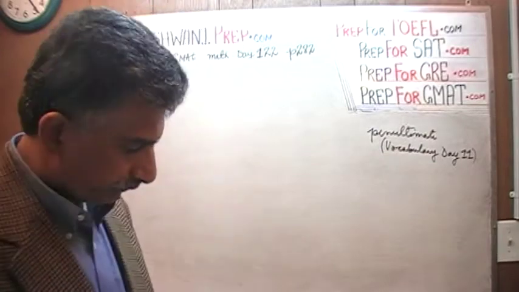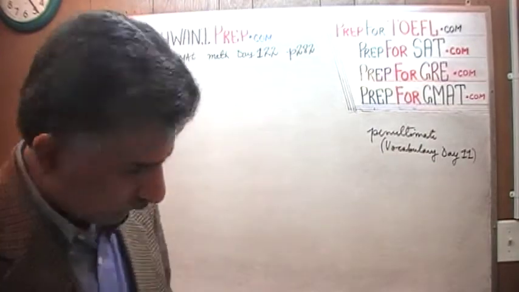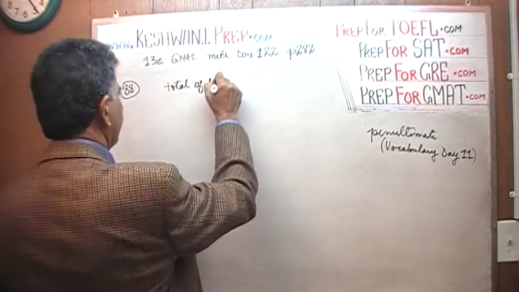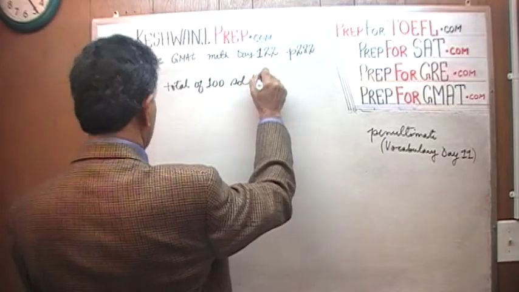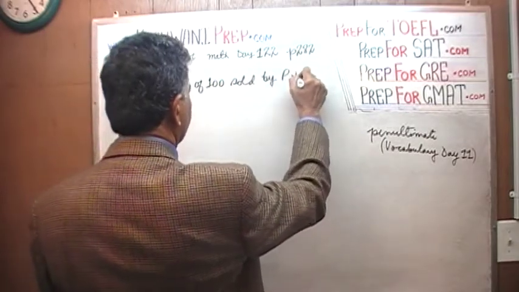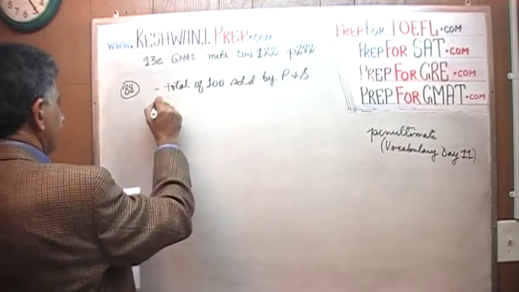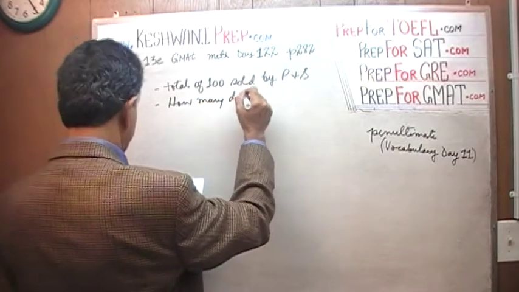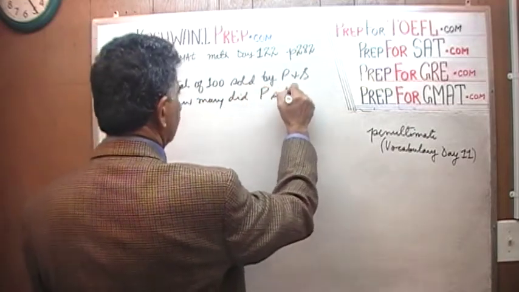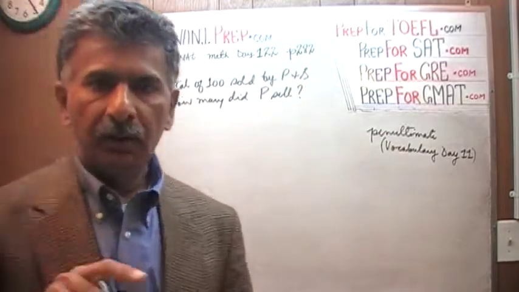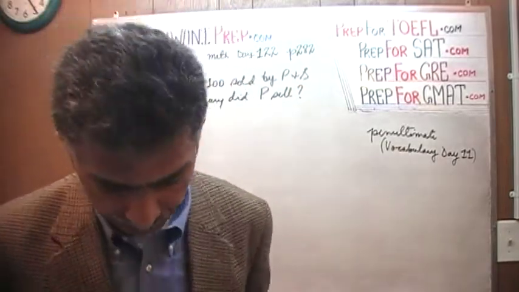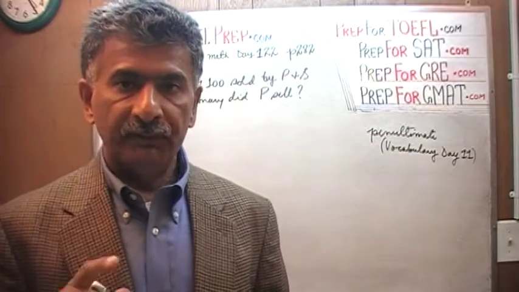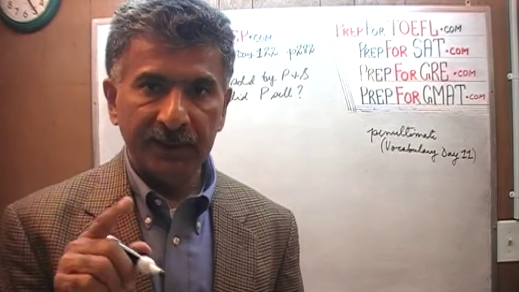Number 88. In number 88 we are told that a total of 100 were sold by P and S. Whatever they are selling, I don't know what they are selling. How many did P sell? That's a very simple question. We are told that P and S together sold 100 items. They are selling tickets, raffle tickets. The question is how many out of those 100 tickets that were sold by P and S, how many did P sell?